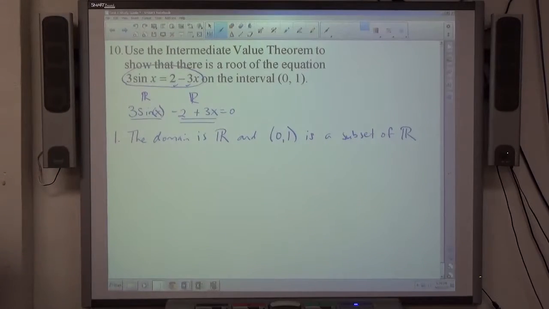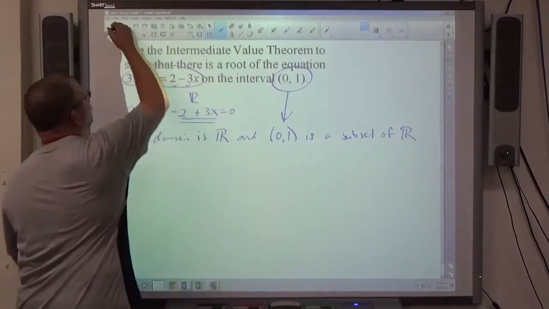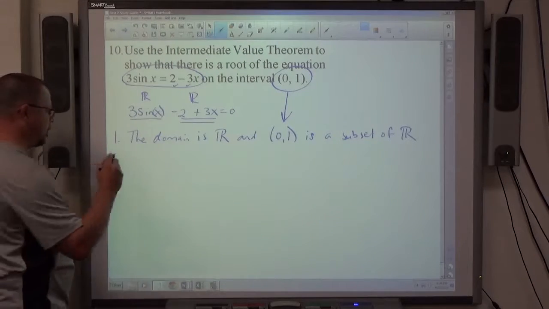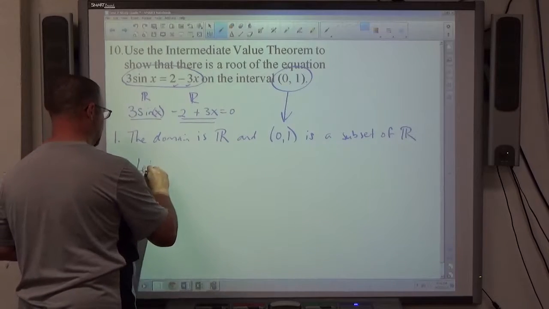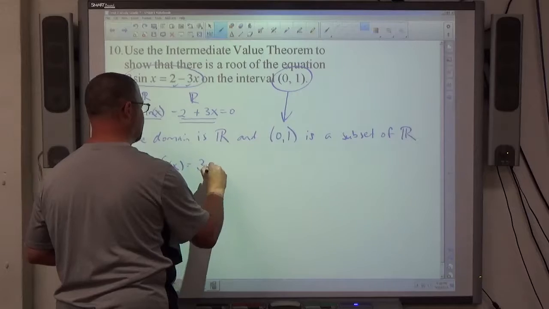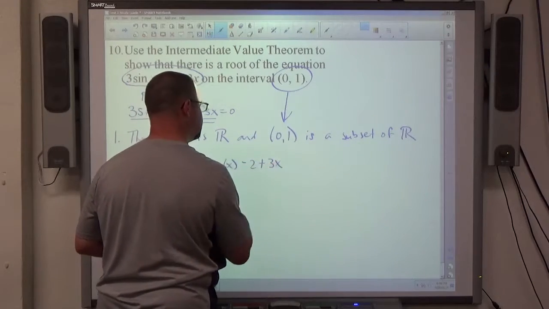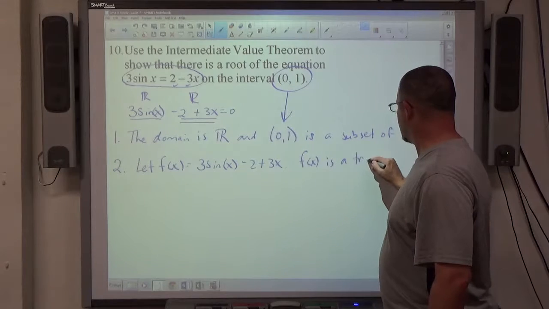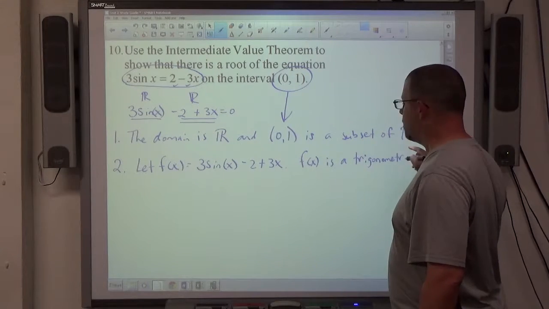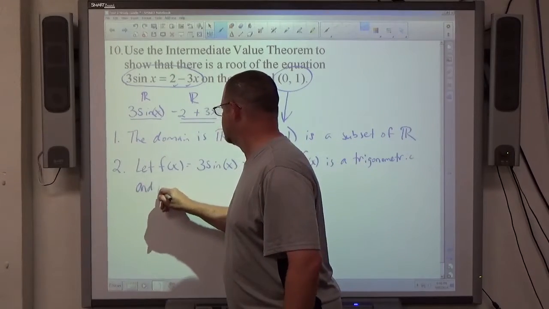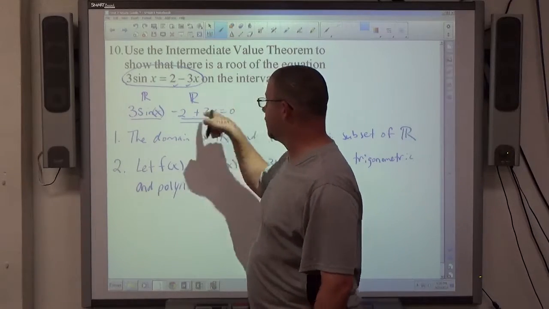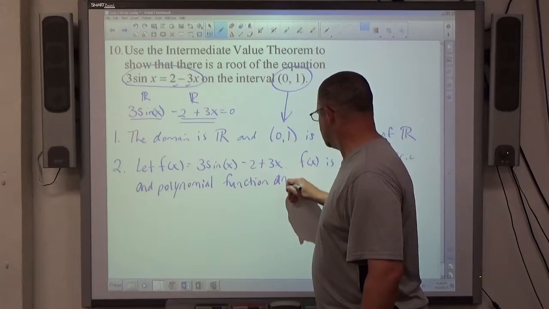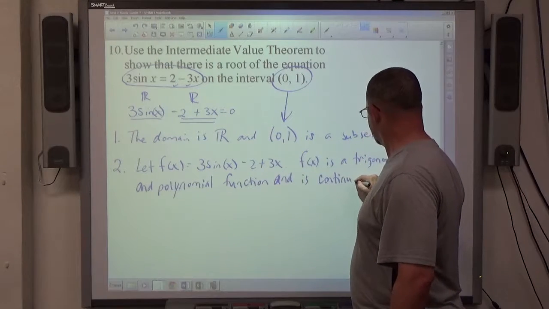State the domain and state the interval itself that you're working with. Here's my interval again. Notice the last problem was 0, 1. If that said 5, 6, we'd put 5, 6 here. All right, 0, 1 is a subset of all real numbers. Step 2, we want to name the function. Let f of x equal what we have as our function, so 3 sine of x minus 2 plus 3x. And I'm going to say that f of x is a trigonometric because of sine of x and polynomial because of -2 plus 3x function and is continuous on its domain.